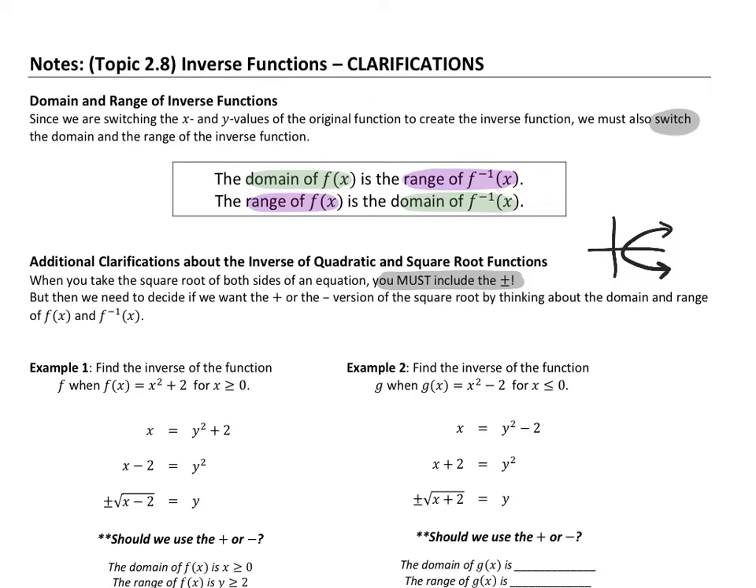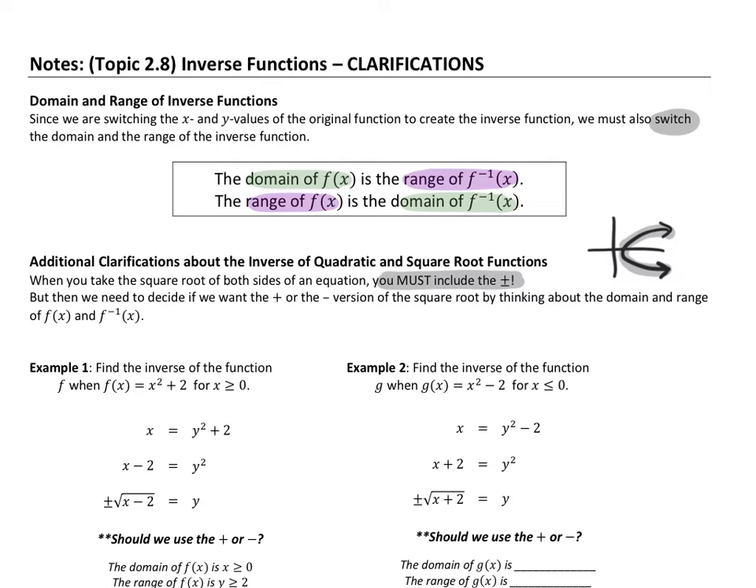And that's not a function, because your x's would repeat. So we have to make a decision if we want to keep the plus side or if we want to keep the minus side of the square root function, because the plus side will be above the x-axis, the minus side will be below. It won't be both ever, because that's not a function, that's a relation. So here's how we make that decision.